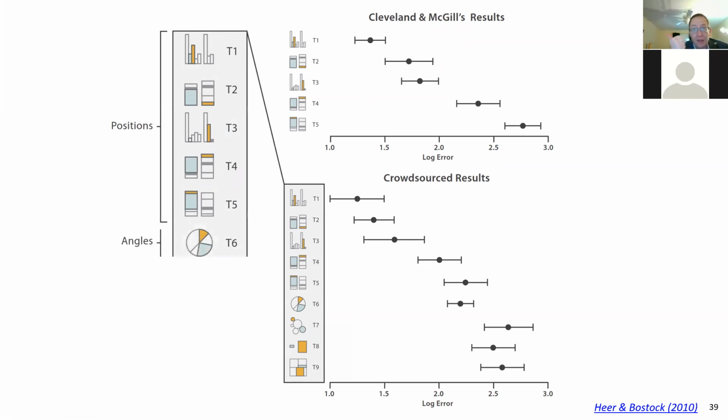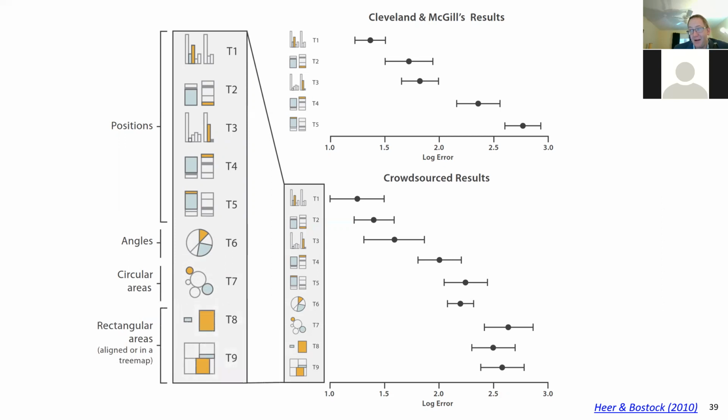So positions are really good at judging, differentiating between things in terms of position. The position tells you, you can measure length or size based off position, depending on how things are positioned. Angles, pretty terrible. Circular areas, even more terrible. Slightly better, but not that much better, is rectangular areas, whether they're aligned or not. But judging the size of a rectangular area, we're bad at that.